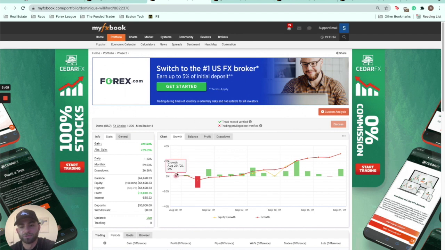Next, let's come to this account. So this account actually ended up overall positive, but you can see right here they had this equity dip.